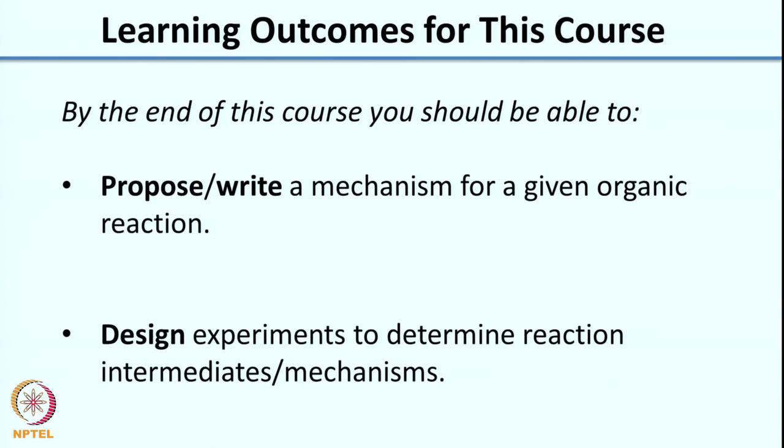So the learning outcomes for this course: by the end of this course, you should be able to propose or write a mechanism for a given organic reaction. We would be giving you tools to help you write a reasonable mechanism for a given organic reaction, and the other thing is you should be able to design at least some basic experiments to determine whether your reaction mechanism is correct or not.